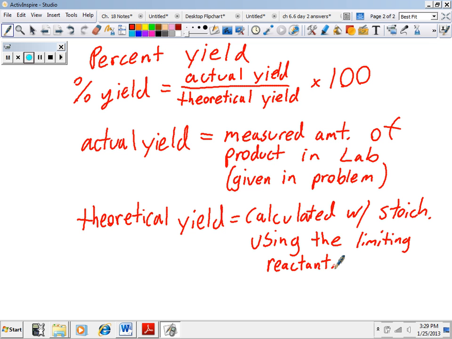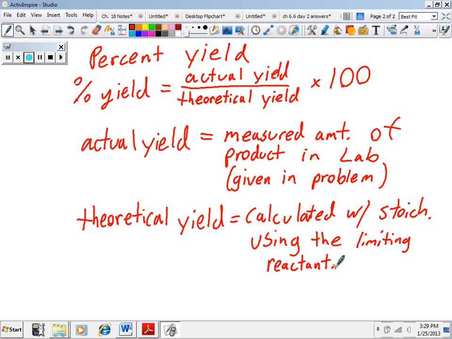Okay, so there's a stoichiometry problem involved in finding the theoretical yield. The actual yield, no calculation required because it's given to you in the problem. When we actually do a lab in the laboratory, this is going to be what you measure at the end of the lab as a result. Okay, the actual yield and the theoretical yield both deal with a product from the chemical reaction. These do not deal with reactants. Okay, you need to use the limiting reactant to find it, but they don't actually deal with reactants.